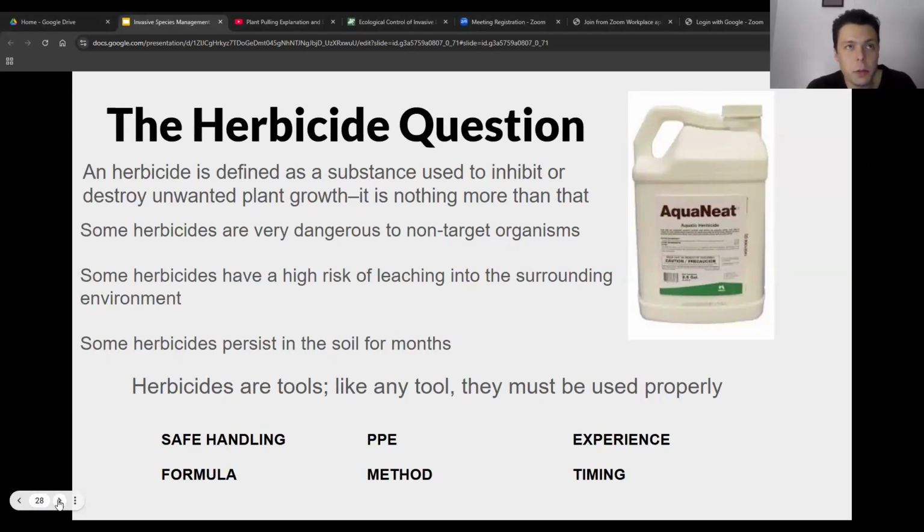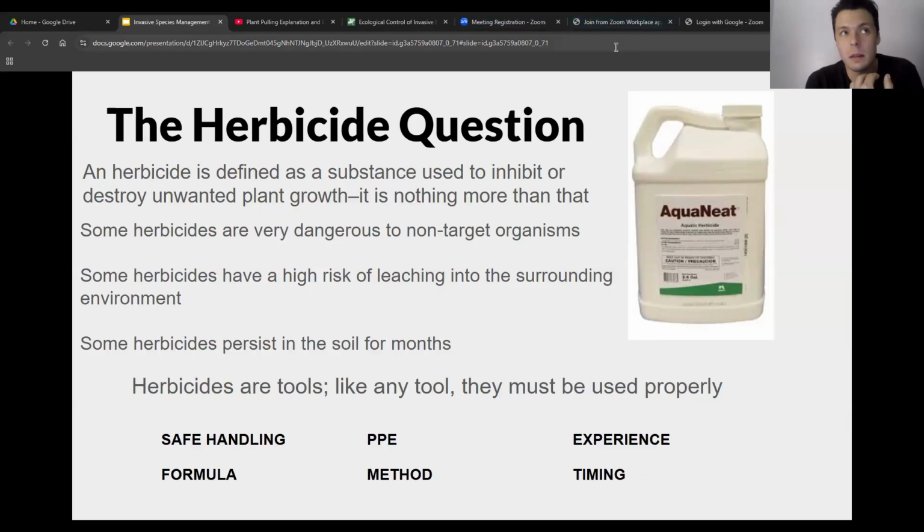So we want to start by defining what an herbicide is or what a pesticide is, because it's kind of a scary word. An herbicide, the dictionary definition, is a substance, a chemical used to inhibit or destroy unwanted plant growth. And that's all it is. There's really nothing more about it. Everything else about herbicide is a connotative definition, not a denotative definition. So of course, when we think of that word, a lot of negative things come to mind.